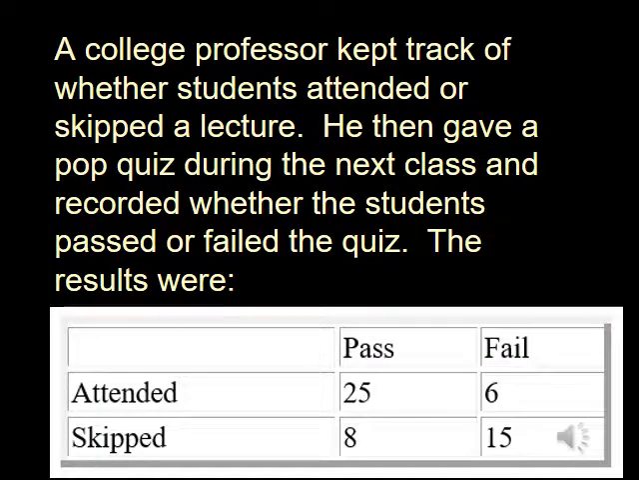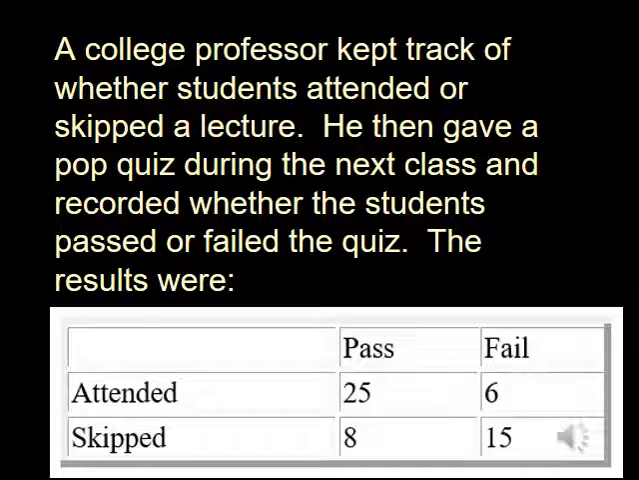And here's a third example. This one, it has a much smaller table, so it may be a little bit easier to follow along with this one if you're trying to work it out on your own calculator as we go. It says a college professor kept track of whether students attended or skipped a lecture, and then he gave a pop quiz during the next class and recorded whether they passed or failed the quiz. And he got the results there.